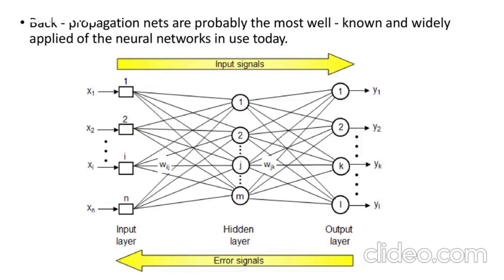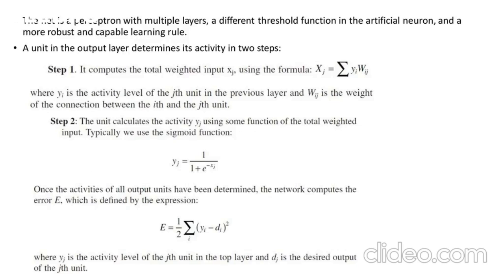Back propagation nets are probably the most well-known and widely applied of neural networks. Some input signals are given, weights are assigned, and then the output is given. Whenever the output is not as desired, an error is generated. The error signal is fed back. This is back propagation. Here x1, x2 up to xn are inputs, y1, y2 up to yk are the outputs, and w are the weights of each input signal. So this is the input layer and the output layer, and in between there will be a hidden layer. This is the back propagation net, which is mostly used.